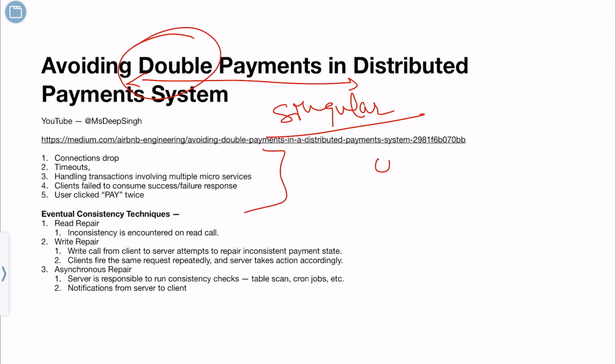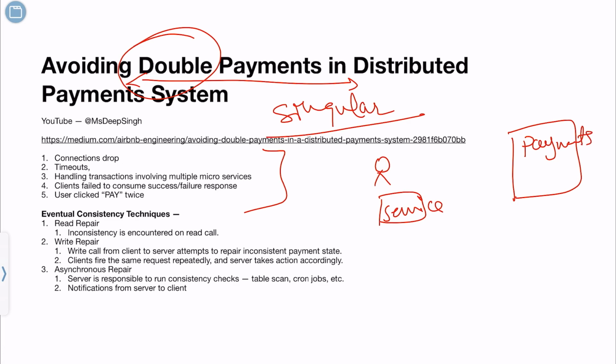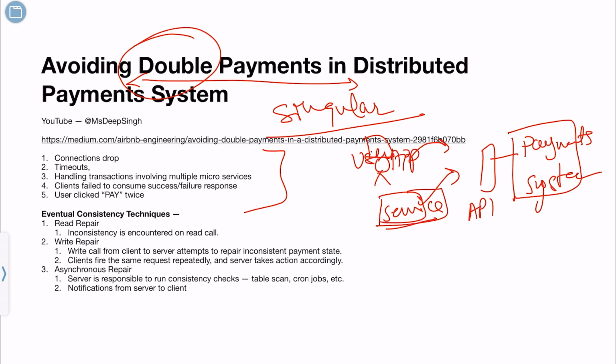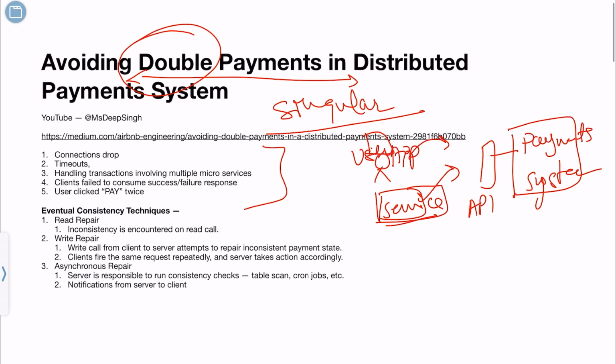So let's say this is your user, or this might be some service, and this is your payments system. Now this payment system exposes some sort of APIs, and let's say this is a user app. So the user app or the internal service itself talks to these APIs of the payment system to process the payment.